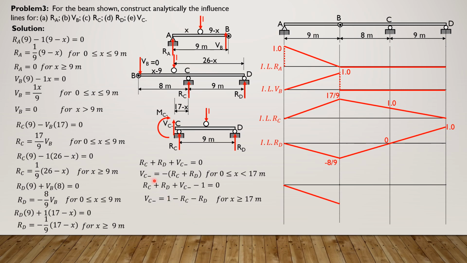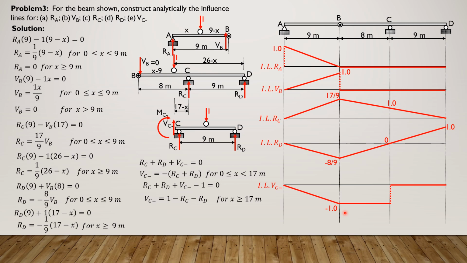So when X is 0, then we have negative of R sub C, 0, RD 0, so it's also 0. When X is 9, this is still the applicable formula. So we have negative of the quantity 17 over 9 plus negative 8 over 9. So 17 over 9 minus 8 over 9 is 1. Then negative of 1, so negative 1 here.